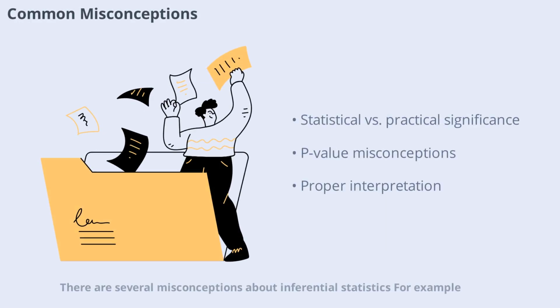There are several misconceptions about inferential statistics. For example, some people think a statistically significant result always means practical importance, or that a p-value tells us the probability a hypothesis is true. Clarifying these misunderstandings is key to proper interpretation and application.